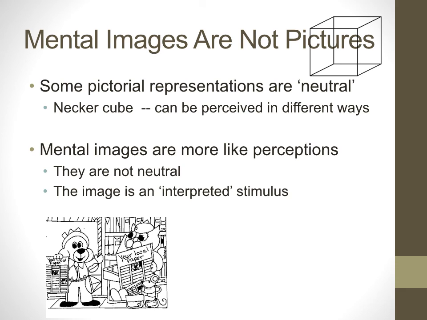So generally speaking, when you have a mental image of an object, that mental image is more like a perception. It can't be neutral. You have to interpret the stimulus for what you're visualizing. So that's different from having the object directly in front of you. Another example of this is the duck-rabbit image that you've seen previously.